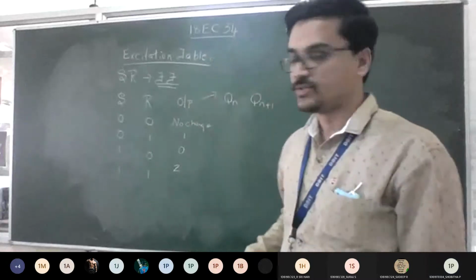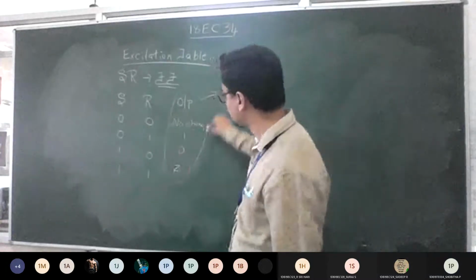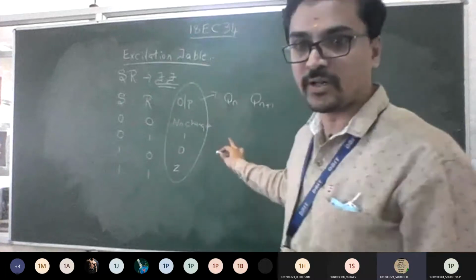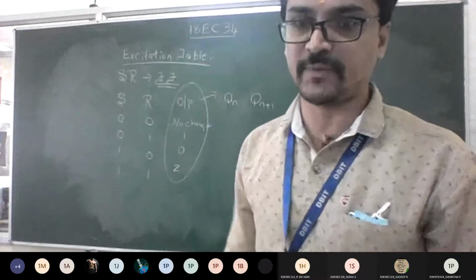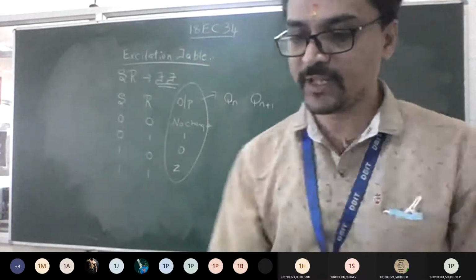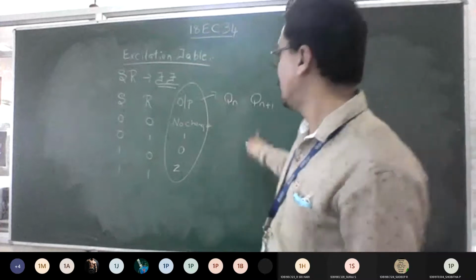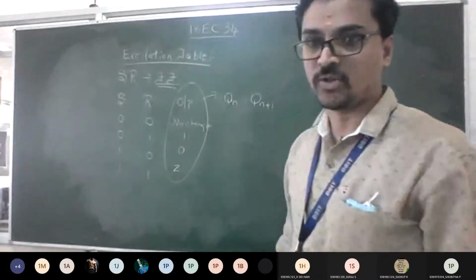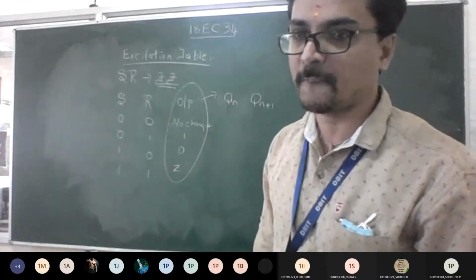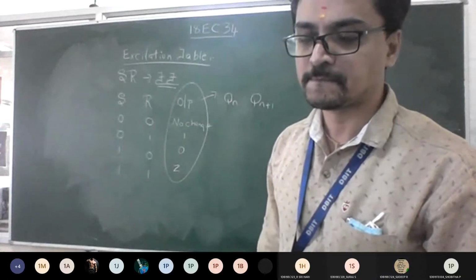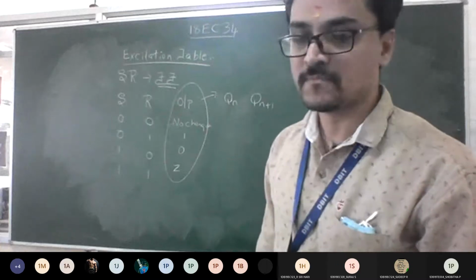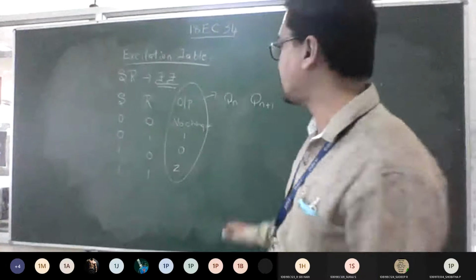Now listen. So this is your outcome. Let's try to analyze how to write the present state output and next state output for the normal truth table. Then we will link with your excitation table. So now tell me, what is the output you got here? It's no change. You got Qn plus 1 as no change. Right or wrong? Everyone? Yes, sir.